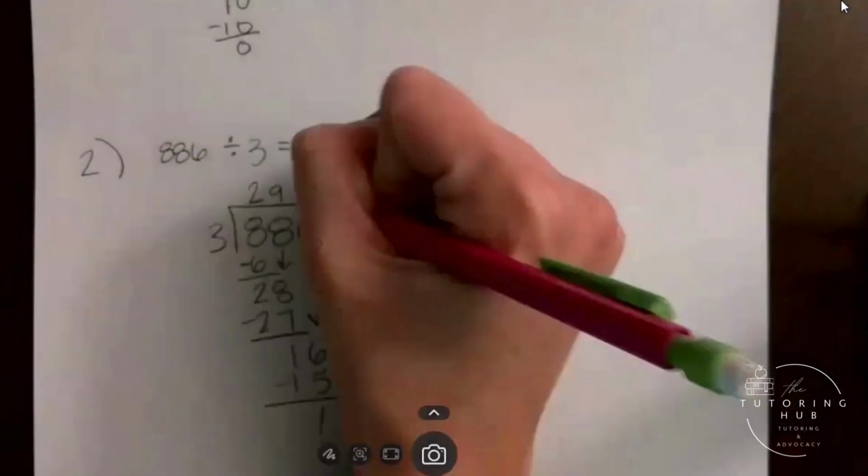So now 16 minus 15, I'm going to start with 6 minus 5. That's 1. And then I know that 1 minus 1 is 0. So now my answer, my quotient, is 295, remainder 1. And I'm going to record that.